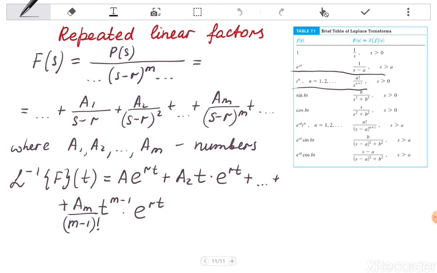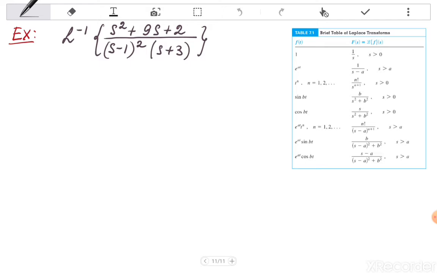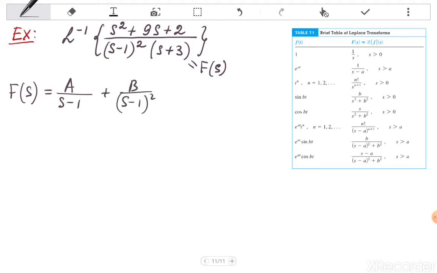Let's consider an example. We need to find the inverse Laplace transform of this fraction. Let's for simplicity denote it by F(s). F(s) must be written as a over (s minus 1) plus b over (s minus 1) squared. These two fractions correspond to the one bracket (s minus 1) squared, plus c over (s plus 3). So this fraction corresponds to this factor s plus 3 in the denominator.